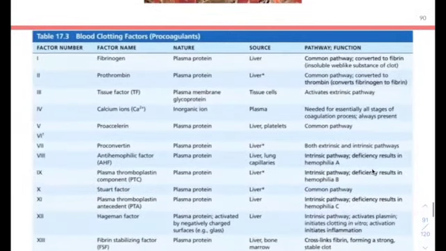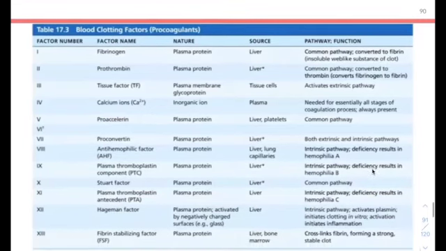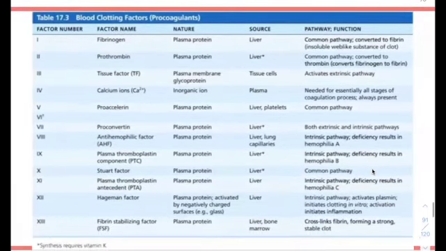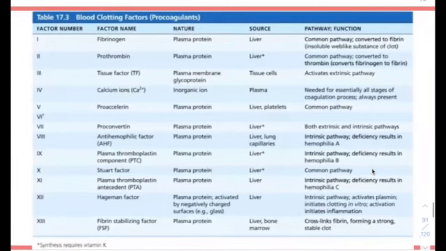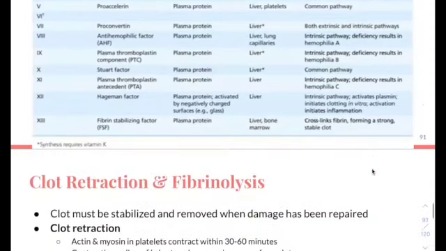So these are just the different blood clotting factors, the different things that help and where they come from, what they actually are. Most of them are some kind of plasma protein. This is just for your information. I'm not going to ask you what specific factor does what. That's way too nitpicky.